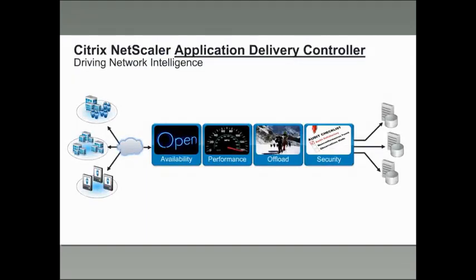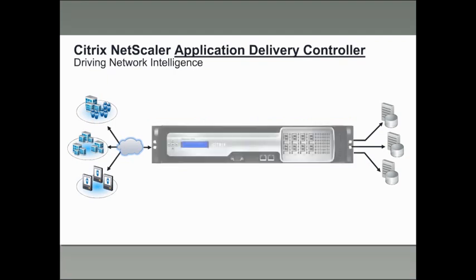So these are the 4 areas of an application delivery controller. If I were talking to a C-level or somebody that wasn't very technical, I would say these are the things that an application delivery controller is going to bring value to your data center or to your business. It's going to bring availability, performance, offload, and security. So let's dive into these 4 areas quickly here and take a look at what that actually means.